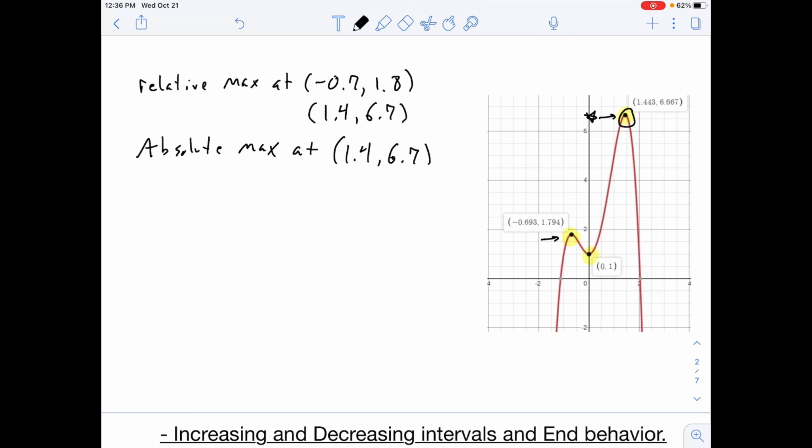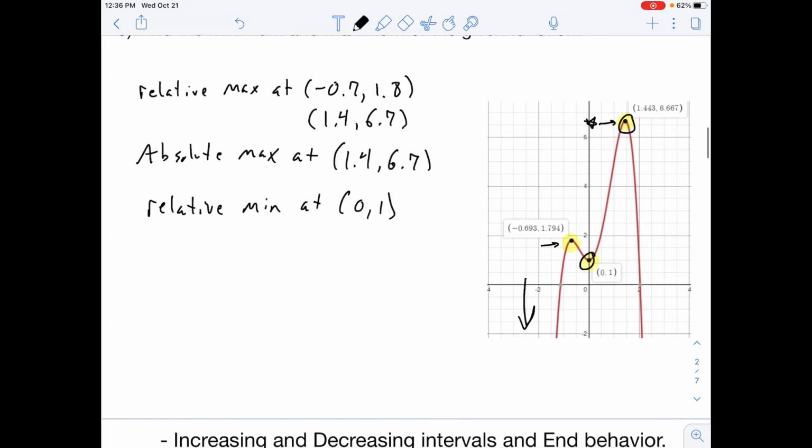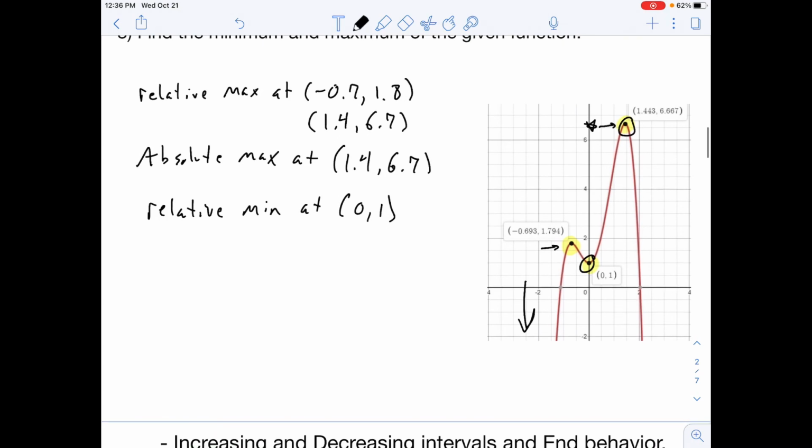And then in terms of min, we have a relative min here, but because this function goes down forever, we don't have an absolute min, we only have a relative min at, and that is actually two integer values, so at (0, 1). All right, so hopefully this explains extrema a little bit, and then we're going to go ahead and move into the next video. We're going to move into increasing and decreasing intervals and end behavior.